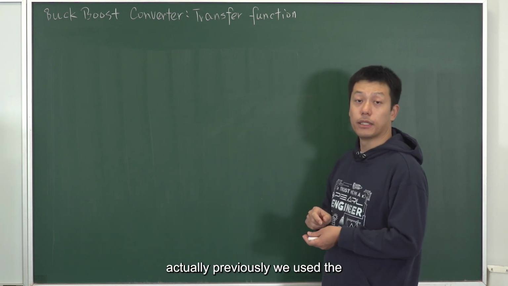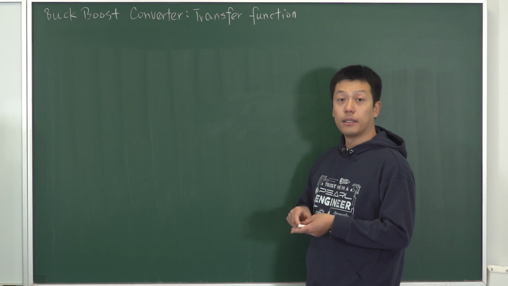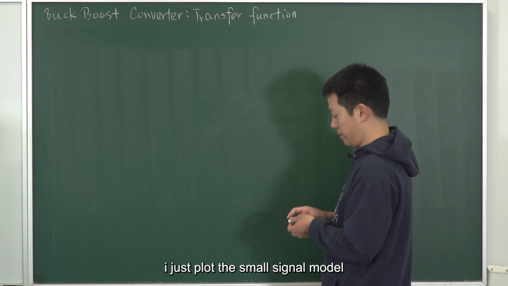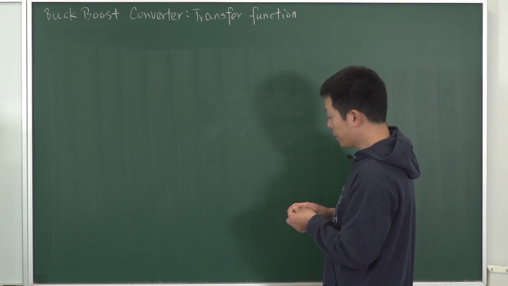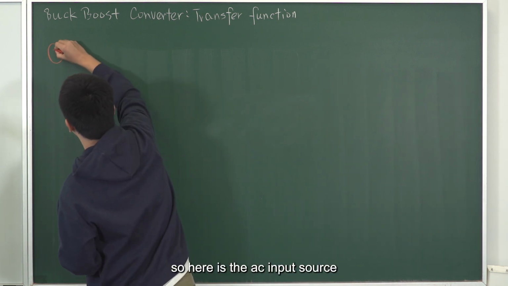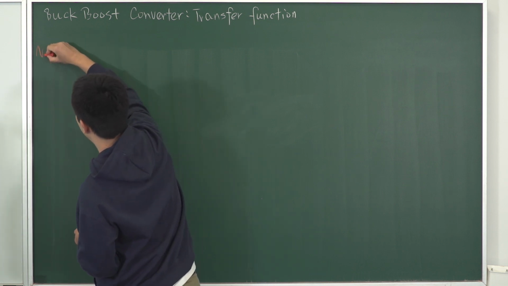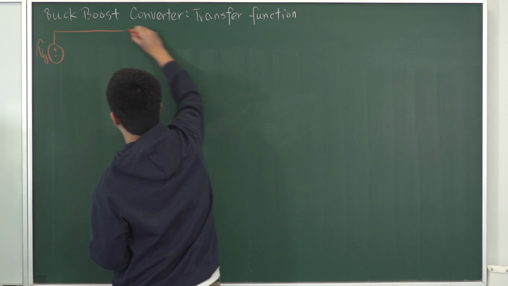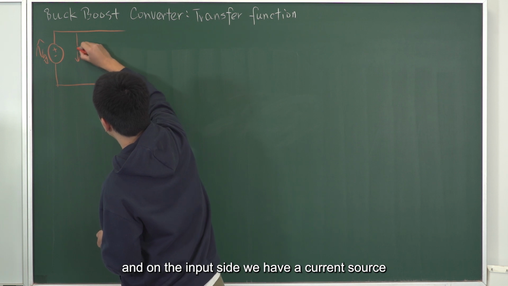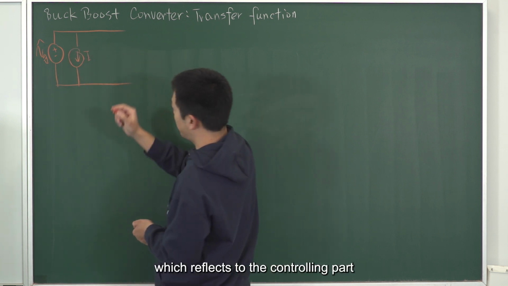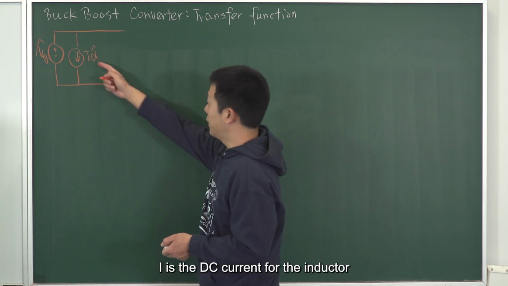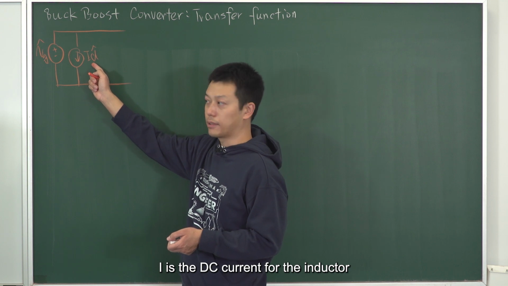Previously we used the basic averaging method to derive the small signal model. So here I just plot the small signal model of the buck-boost converter. Here is the AC input source. And on the input side, we have a current source which reflects the controlling part. I is the DC current for the inductor.